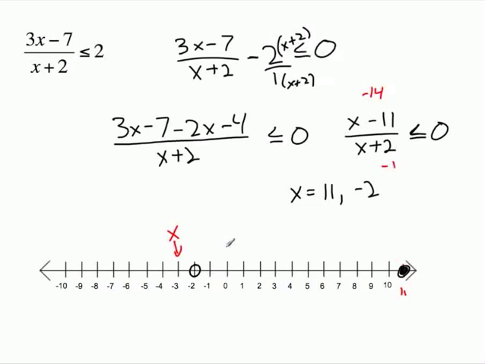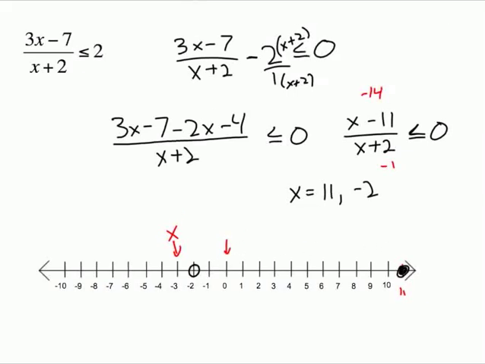So we want to check something in between here, and I'm going to check the easiest guy, 0. So if I check that guy right there, you end up getting 0 minus 11 over 0 plus 2. Now, if you don't know what I'm doing, I'm just setting x equal to that thing I've chosen. So 0 minus 11 is -11, 0 plus 2 is 2. Negative over a positive is going to be negative, and a negative is less than 0. So yes, this works. So I'm going to shade this region right here.